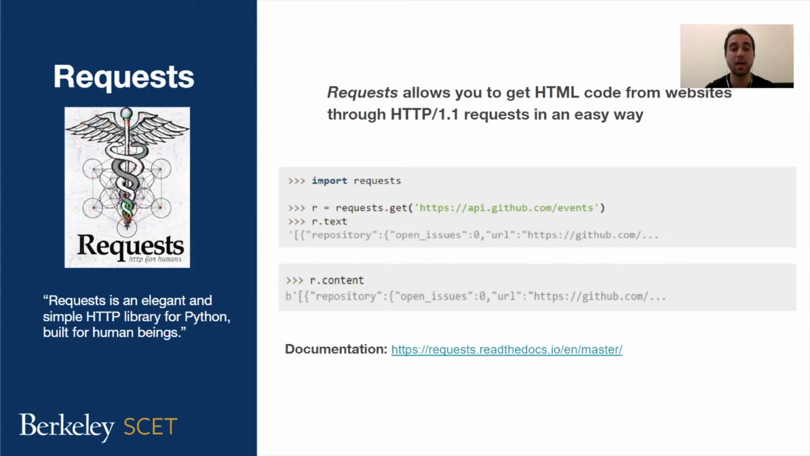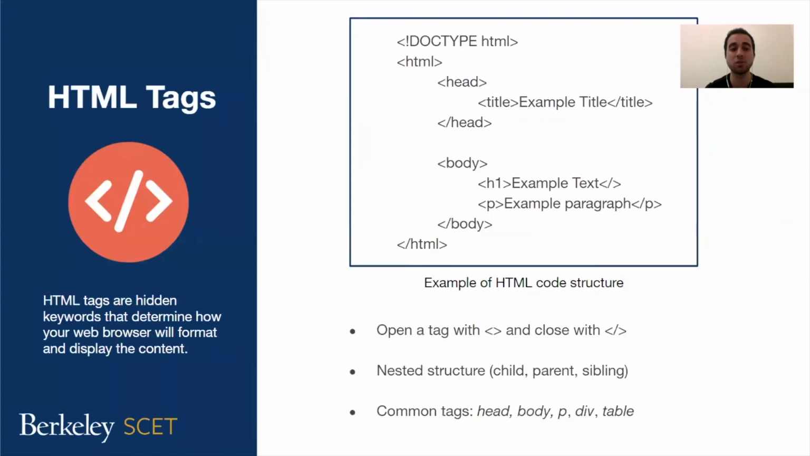Let's now talk about tags. An HTML code is structured in tags, which are keywords that tell the browser how to format and display the content. So for example, the P stands for paragraph. So it shows the web browser that I'm going to introduce a paragraph in the code. We can also see a nested structure with tags one inside the other.